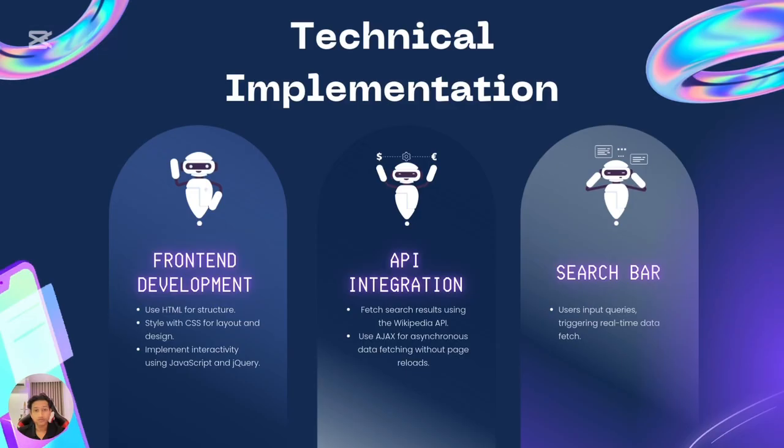For the front end development, we use HTML to structure the content, CSS to style the website, and JavaScript with jQuery for the interactivity and event handling. As for the API integration, we fetch search results using the Wikipedia API and we use Ajax to fetch data. This allows the page to update in real time without reloading, and it also offers a smooth user experience.